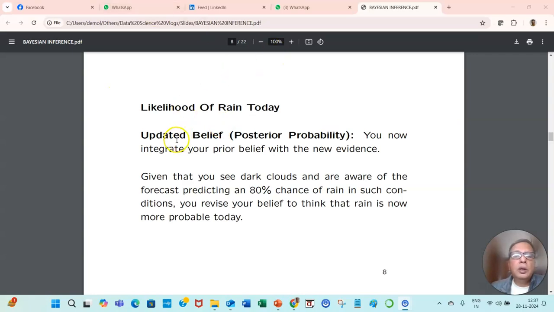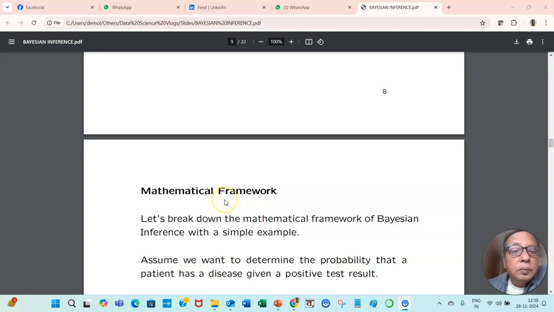You now integrate your prior belief with the new evidence. Given that you see dark clouds there and are aware of the forecast predictions of an 80% chance of rain in such conditions, you revise your belief to think that rain is now more probable today.